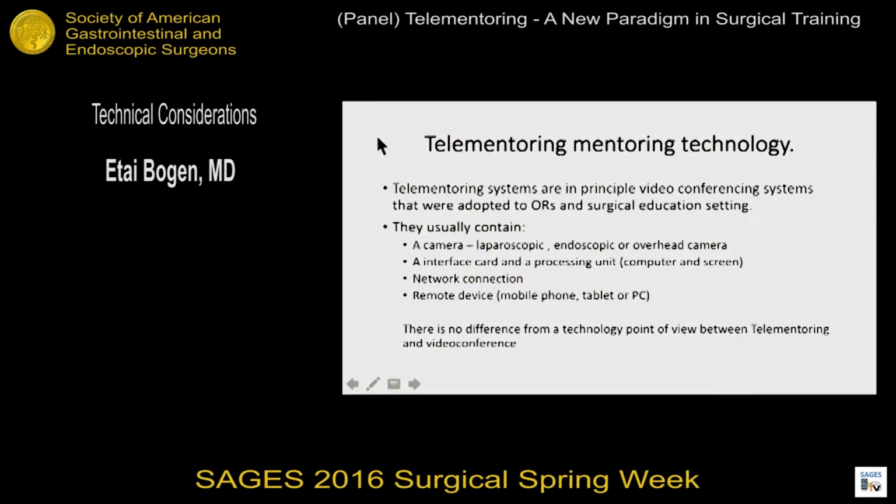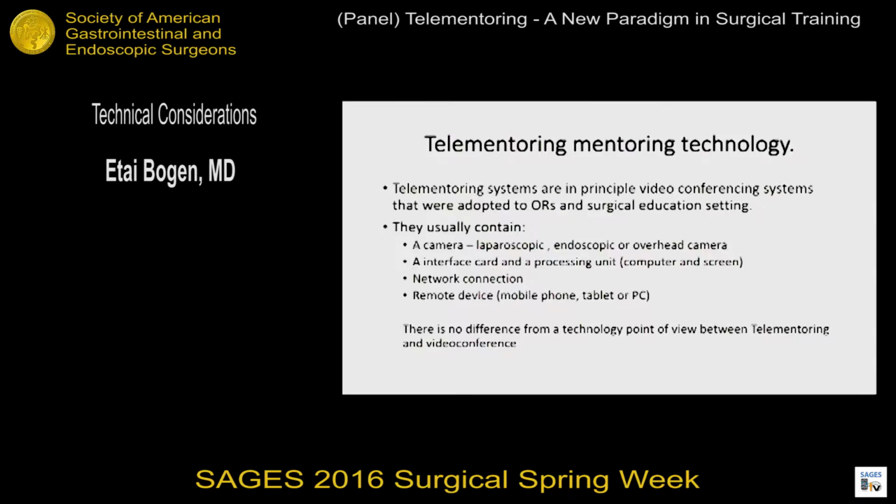emphasize that when we talk about telementoring systems, in principle, they're no different from regular medical video conferencing systems. The only exception is that those systems are adapted for use in the operating theater and in surgical education settings. Those systems usually contain a camera, interface card, and a processing unit. They need to have a network connection and a remote device that is used to display the images and videos coming from the operating theater.